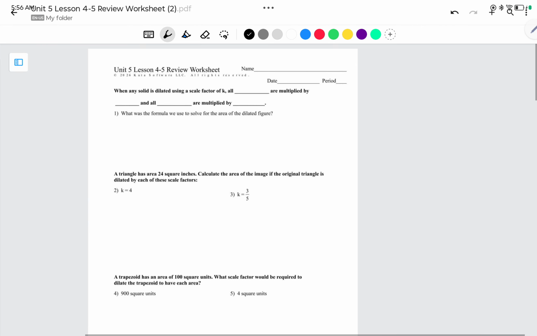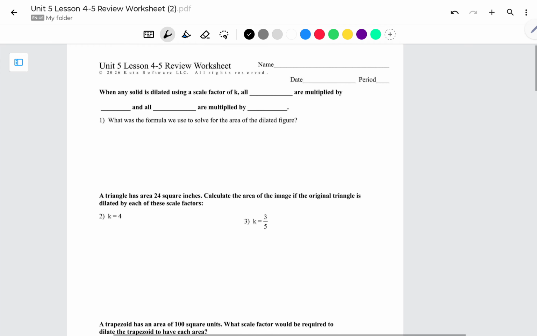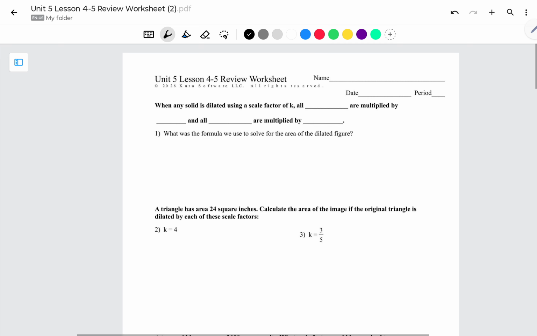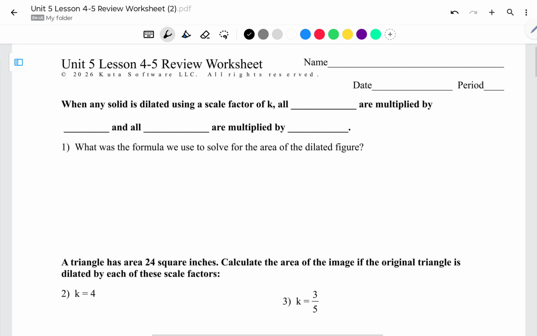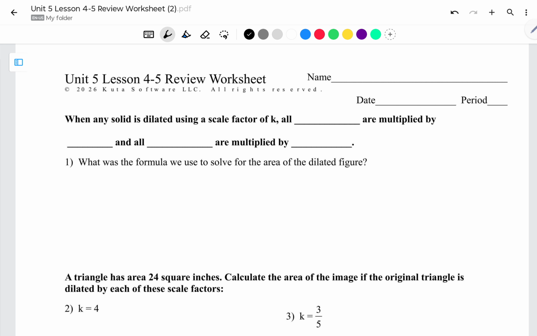Here's another review video on the scale factors and how they affect the area of certain shapes. We went over this material in Unit 4 and Unit 5. I just wanted to look more closely into it with this worksheet. I'm not going to do every question, just some of them, and then I'm expecting you to be able to do the rest.